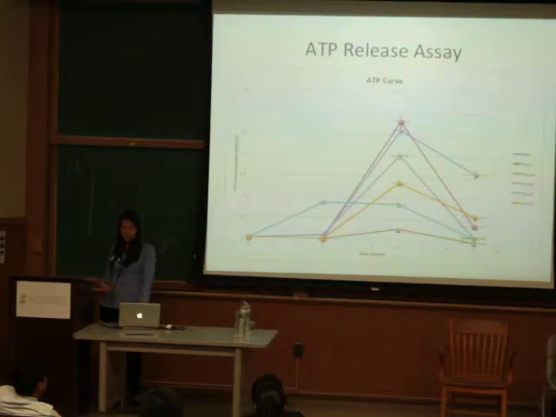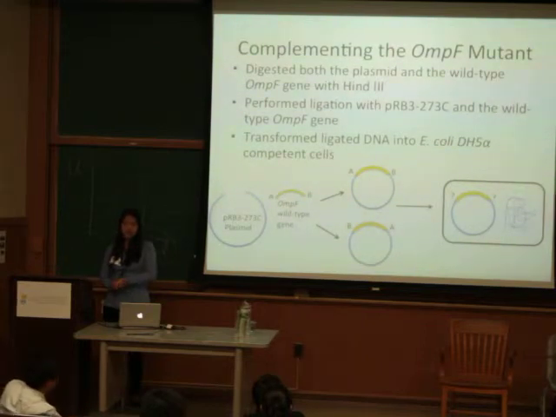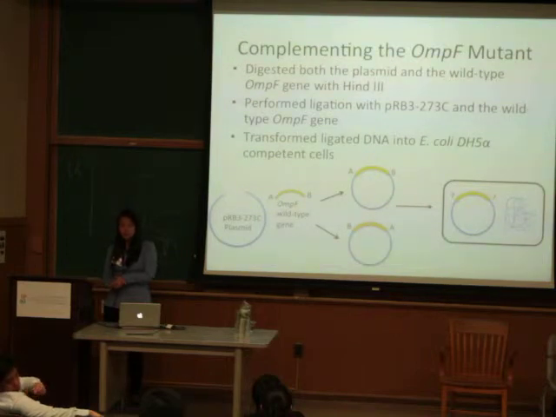So now that I have a mutant that I suspect may be controlling ATP release, I want to complement that mutant with the wild type gene, because if I complement the mutant with the wild type gene and the phenotype is restored, then that implies that the gene plays a role in ATP release.